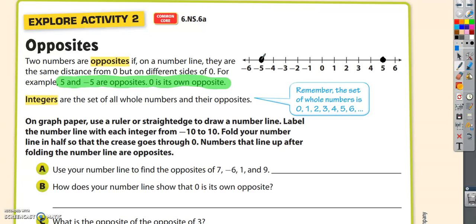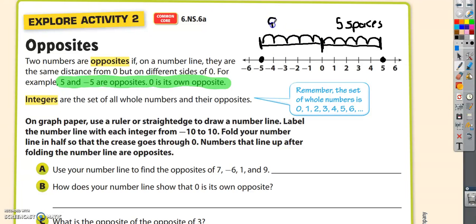For example, positive 5 is how many spaces from 0? Well, if you measure from here to here, it is 1, 2, 3, 4, 5 spaces from 0. And if you measure going the other direction from 0 to negative 5, it is 1, 2, 3, 4, 5 spaces from 0. Now, a lot of kids might want to say that that's 5 negative spaces. But a space, whether I'm moving to the right or to the left, is a space. And so since they're the same distance from 0, they're opposites.